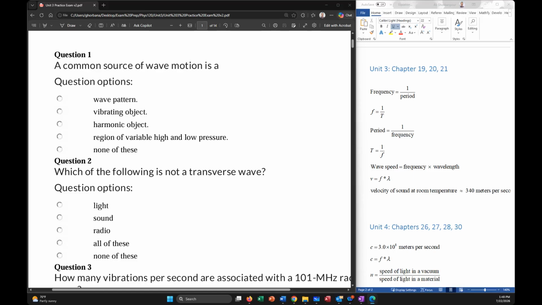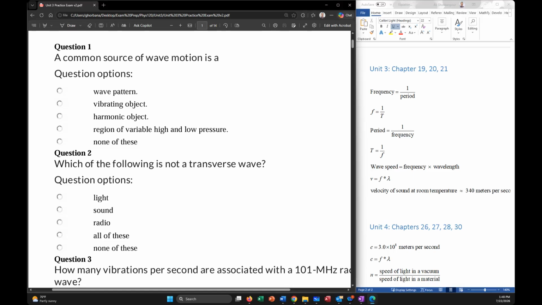Yes, the right answer for this question is a vibrating object. Any vibration, any periodic motion, we can explain using a wave model to describe the kinematics and dynamics of that motion.